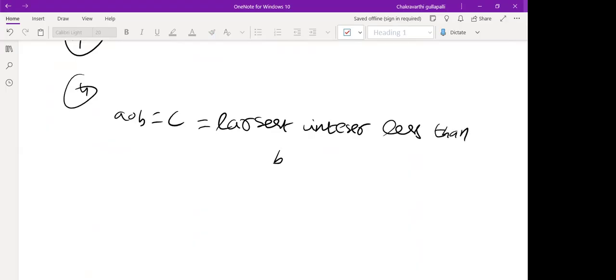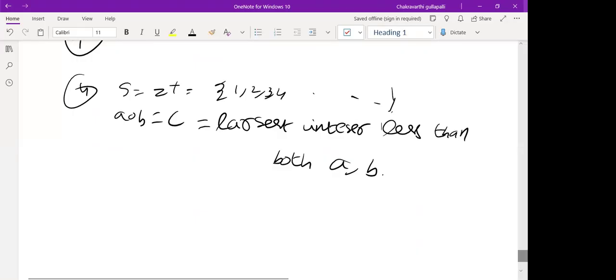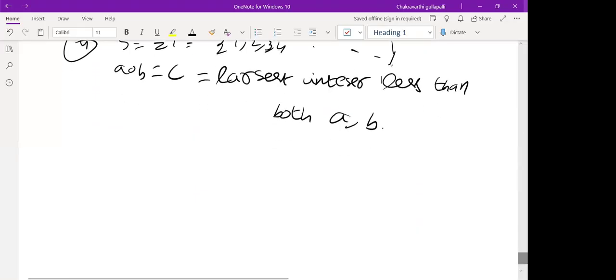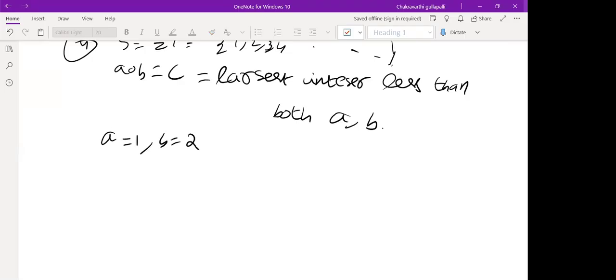Any one of you, can you tell? What is the set? The set is Z plus: 1, 2, 3, 4. Why not? We can find so many C values. Give me an example. Take 1 star 2, where A is equal to 1 and B is equal to 2. That is 1 circle 2. What is C? The product is 2. C is the largest integer less than the product.